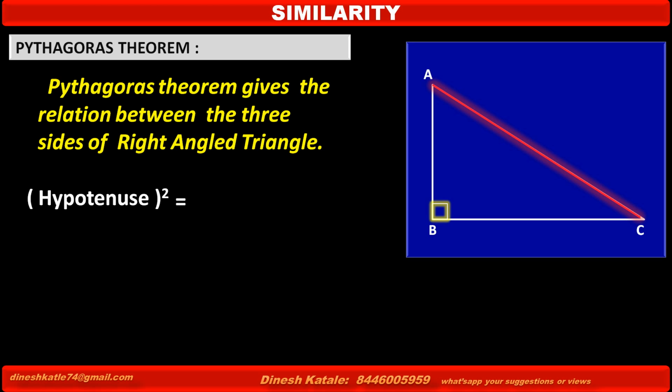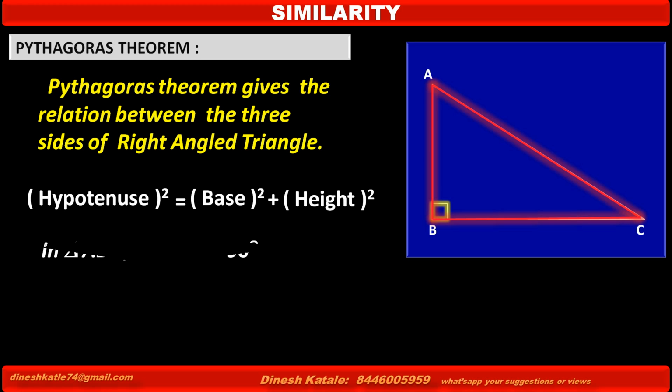So hypotenuse square is equal to base square, in this case it is BC, plus height square, in this case it is AB. In a given triangle ABC, angle ABC, meaning the angle at point B, is 90. So according to Pythagoras theorem, hypotenuse square, that is AC square, is equal to base square, that is BC square, plus height square, that is AB square.